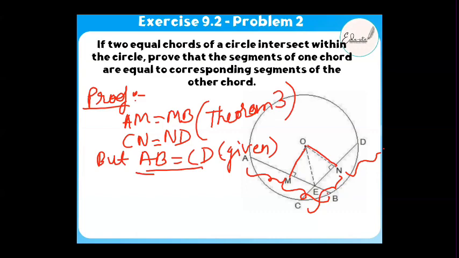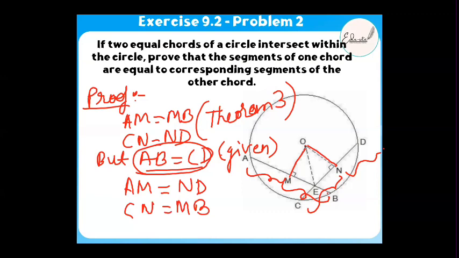Yes. AB is equal to CD, we already have. Can we not write, instead of A, see here, AM is equal to ND and CN is equal to MB? Can we not write this, beta? Just check whether we can write or not. Yes, because AB is equal to CD. This and this we can prove equal. This and this we can prove equal. Correct? Because both this and this line are equal.